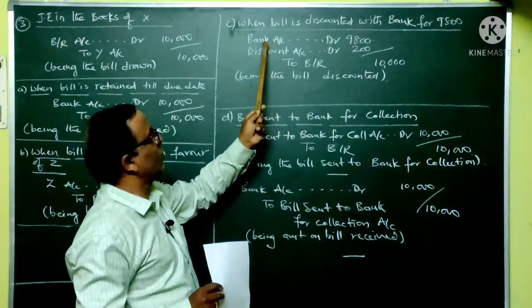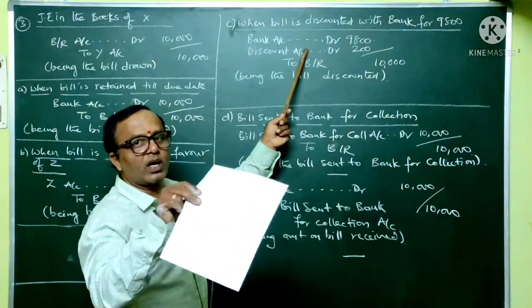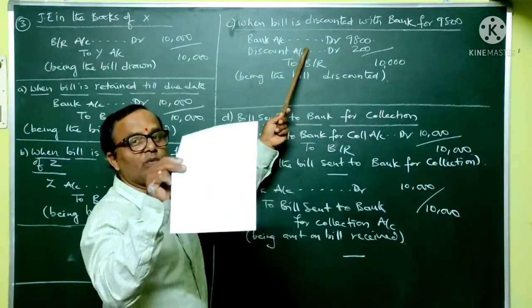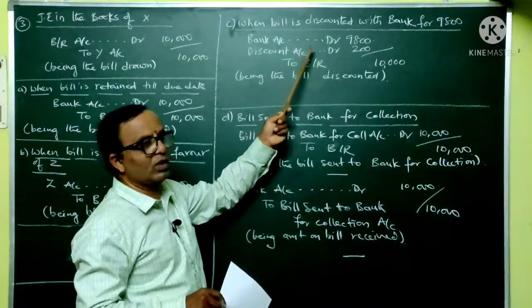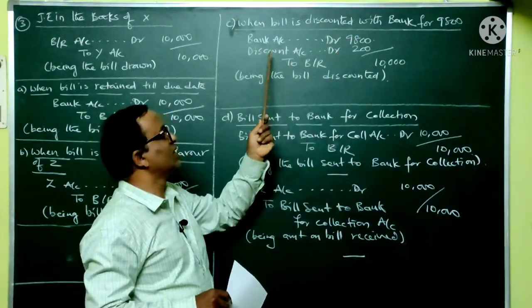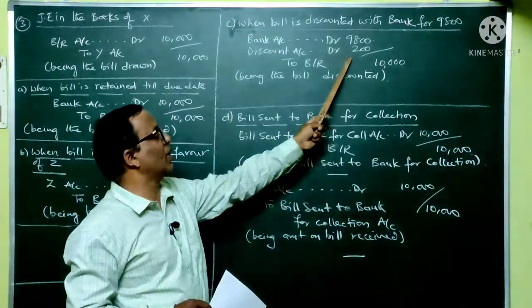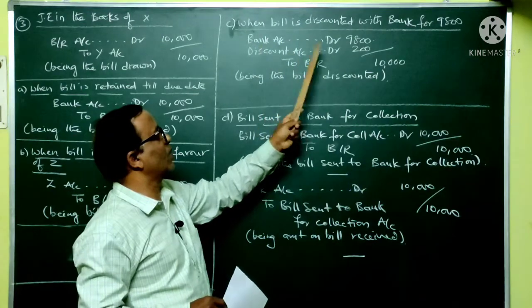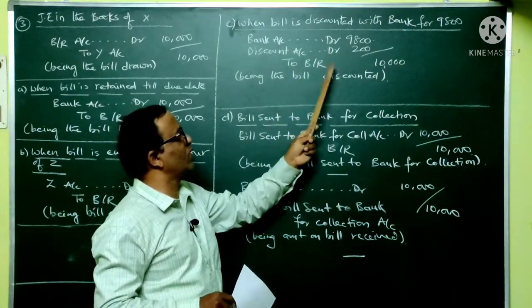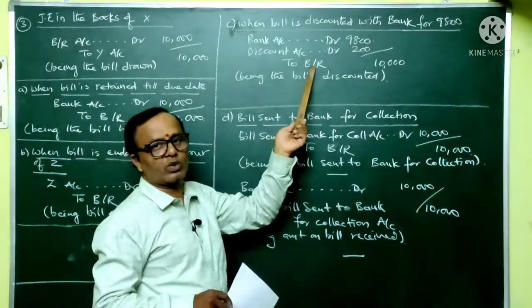Here the bank account will be debited, because this entry we are writing in our books but not in the books of the banker. In the bank passbook the amount will be credited, but here in your books the bank account will be debited. So Bank Account Dr. 9,800. Then you have allowed a discount of 200 to the bank, which is an expense to you, a nominal account, so you are debiting it here. So Bank Account Dr., Discount Account Dr. to Bills Receivable, because this bills receivable is going out when it is sold or discounted to the bank.